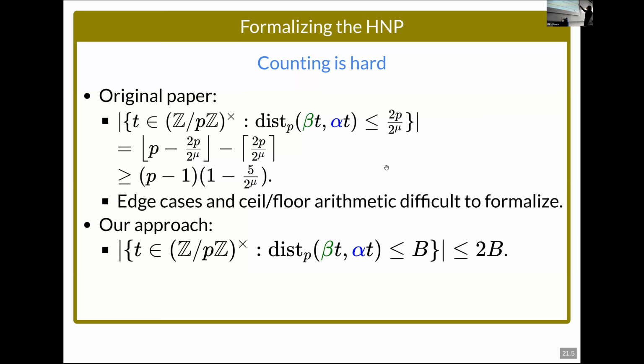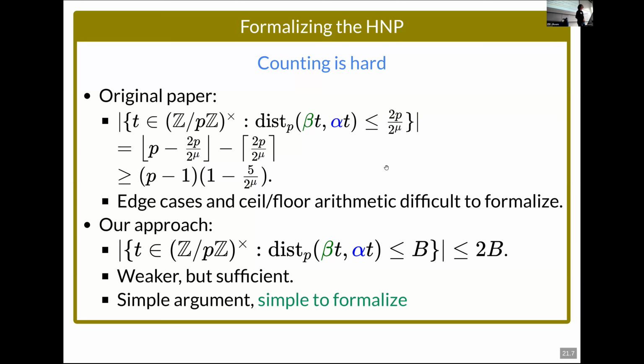If you replace the bound in the set comprehension with just a b, you can show that the cardinality of this is less than or equal to 2b, and this turns out to be sufficient for what we need. So this simplifies our proof. It's actually a weaker result, but it's sufficient for what we need, right? This is just a little lemma, and it's simple to formalize, so we're happy with this.